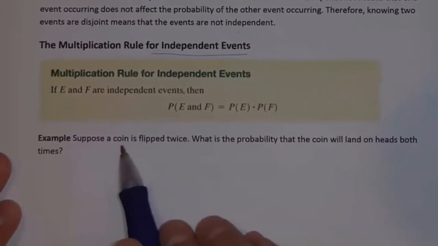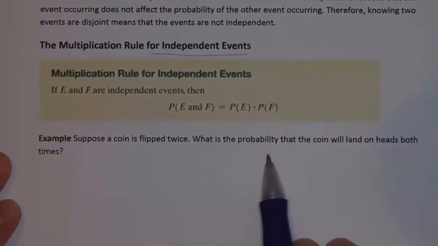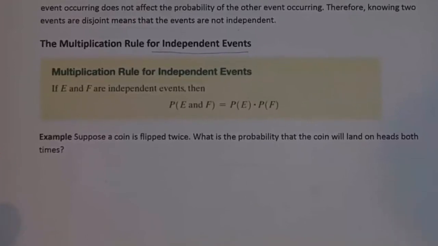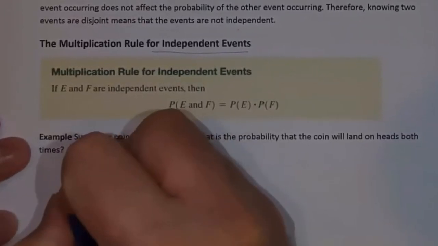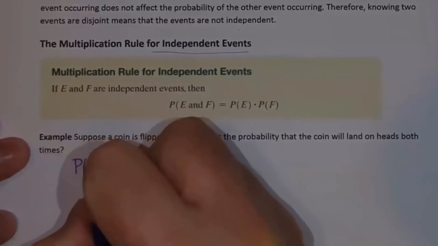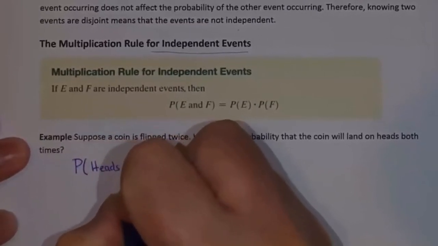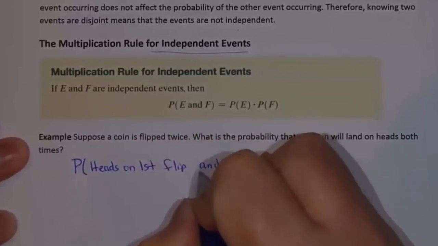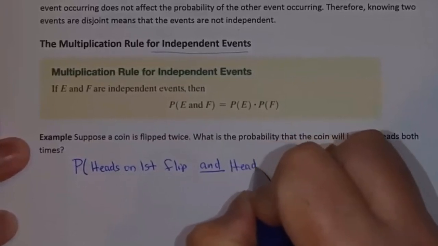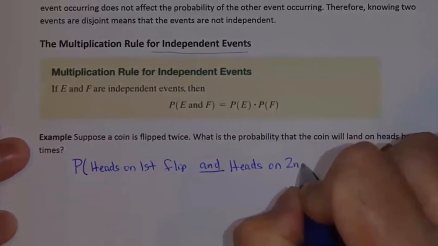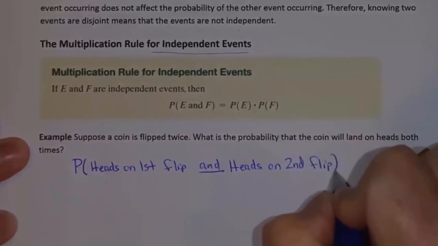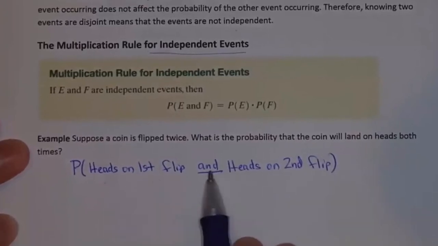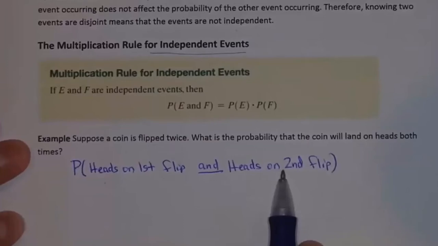So suppose a coin is flipped twice. What is the probability that the coin will land on heads both times? In other words, what I'm being asked here is, what is the probability I'm going to get heads on the first flip and heads on the second flip? So if it's going to land on heads both times, then the first flip's going to land on heads and the second flip's going to land on heads.